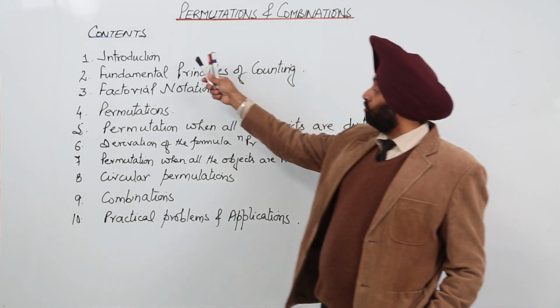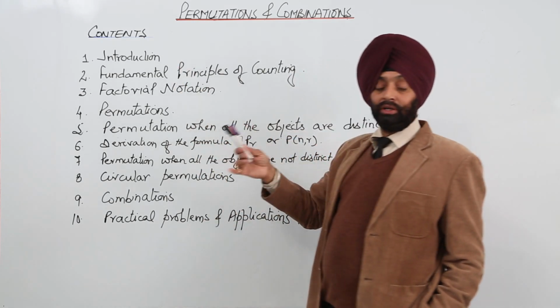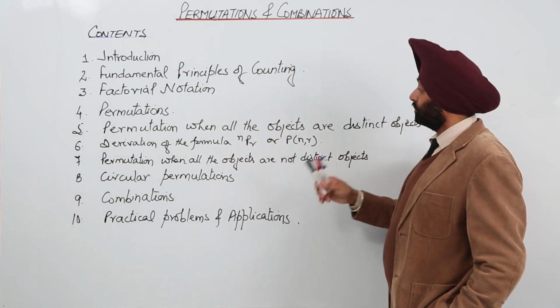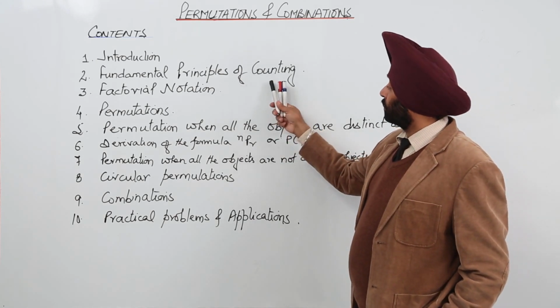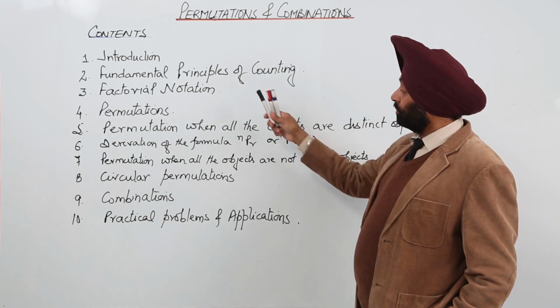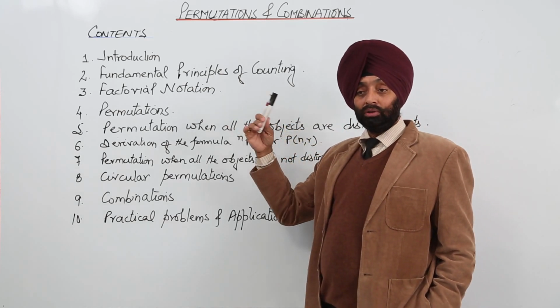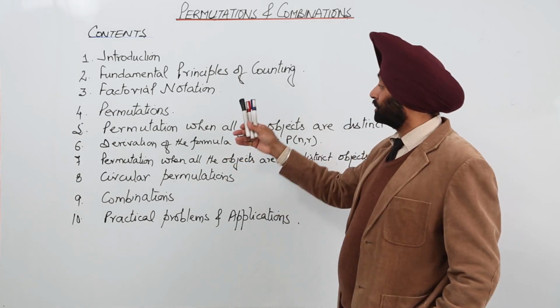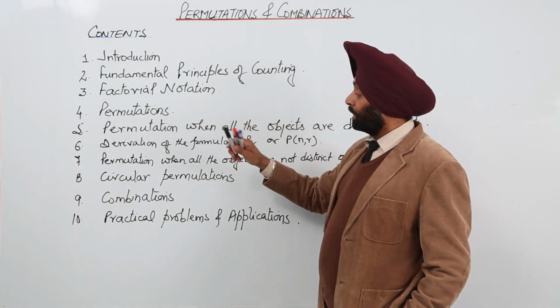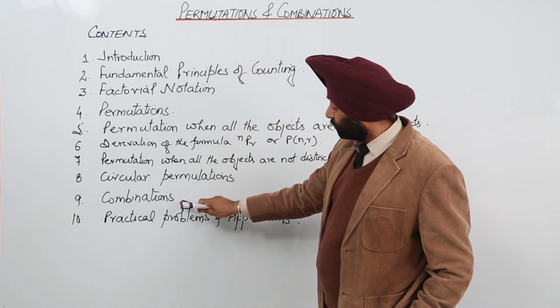Now I am going to give you a brief introduction about the topic, and after that each and every term is new for you. For example, we have the fundamental principle of counting, that is called FPC. Then factorial notation, a totally new term for you. You must have learned about factors, but this is a factorial. And then permutation, and then we have combination.